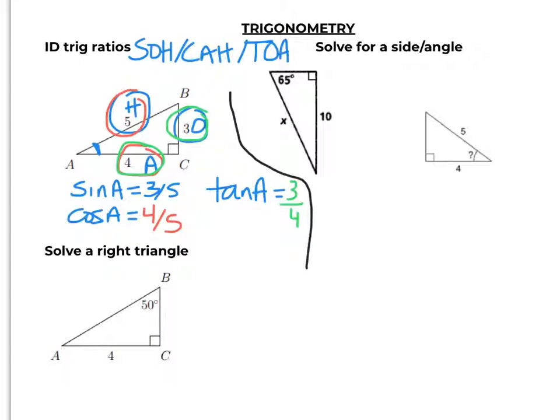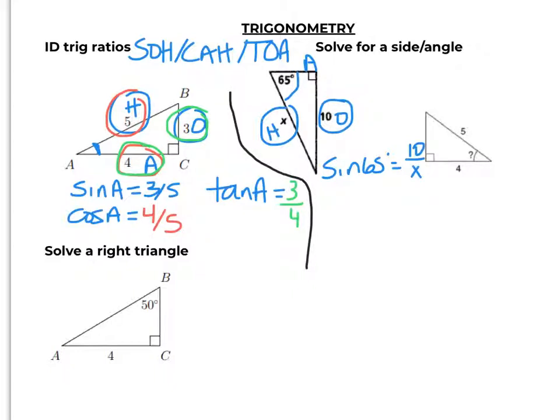My first step is to find the angle I care about, in this case, the 65, and to label H, O, A. We circle where we have numbers and variables. So I have X at H, and 10 is at O, so I'm going to use sine. So sine of 65 degrees equals O, which is 10 over X.